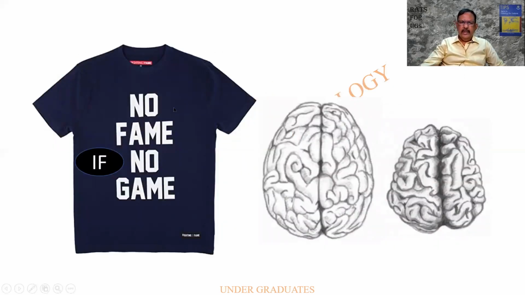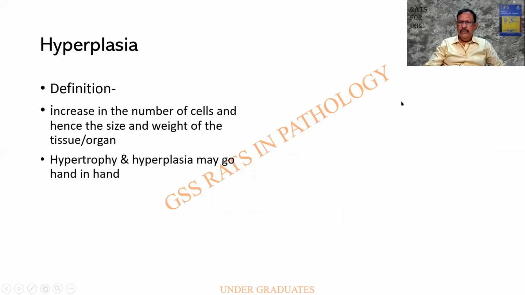Again, remember this. No fame without gain. Always go to gain. I hope you people will be able to identify a normal brain, and then this is an atrophic brain. You people should be able to explain the points, there will be a decrease in the size, etc. Hyperplasia, as I mentioned earlier, is an increase in the number of cells, and hence the size and weight of the organ or tissue. Opposite of atrophy. Atrophy and hyperplasia are opposite poles, whereas hyperplasia and hypertrophy go hand in hand simultaneously.